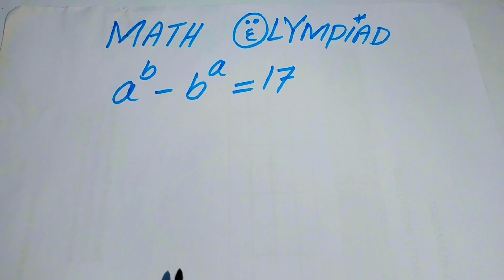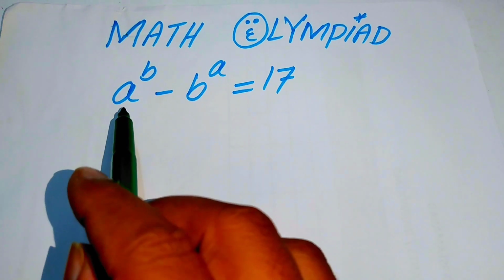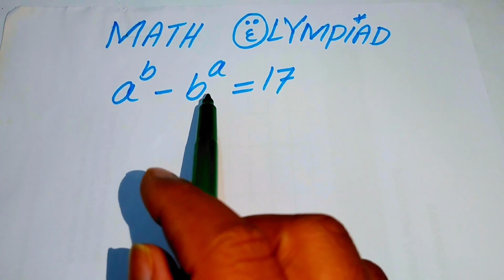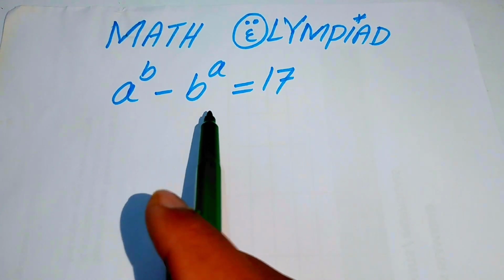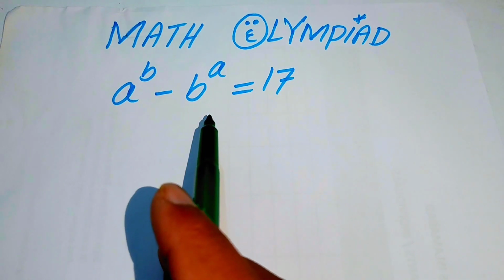In this video we are going to solve this nice math Olympiad algebraic problem, and we have a to the power of b minus b to the power of a equals 17, and we solve this problem for the values of a and b.